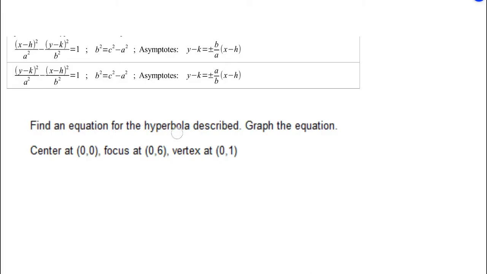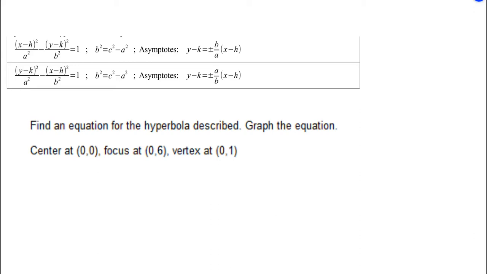Find an equation for the hyperbola described. Graph the equation. So before we solve this question, let's take a look at the two versions of our hyperbola that we're working with. We have a vertical and a horizontal orientation.